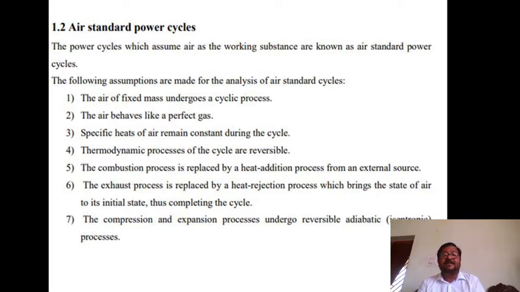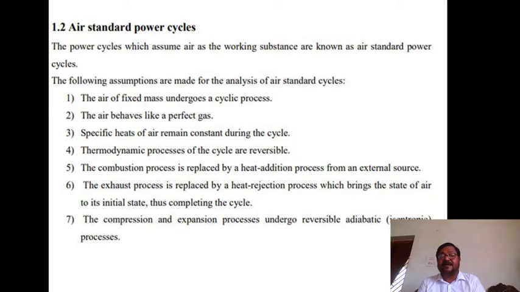So, some of the assumptions we are making for the analysis of these air standard cycles. The first assumption is that air of fixed mass undergoes a cyclic process. Next, air behaves like a perfect gas. Perfect gas means ideal gas, and it follows the ideal gas equation PV equals mRT. Specific heats of the air remain constant during the cycle. Specific heats means the Cp and Cv values.